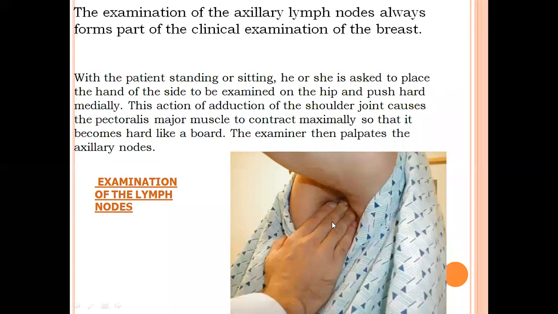So this is the way you generally palpate the axillary group of lymph nodes. Generally we do this type of examination whenever there is breast cancer. The patient can be either in standing or sitting position, and we ask the hand to be placed on the side to be examined. Ask the patient to put his hand on the hip and push hard medially. This action of adduction at the shoulder joint causes pectoralis major to contract maximally. Here we have pectoralis major, so that it becomes hard like a board and we can easily palpate the axillary group of lymph nodes.